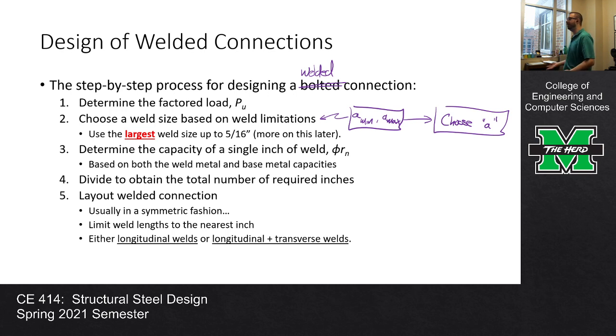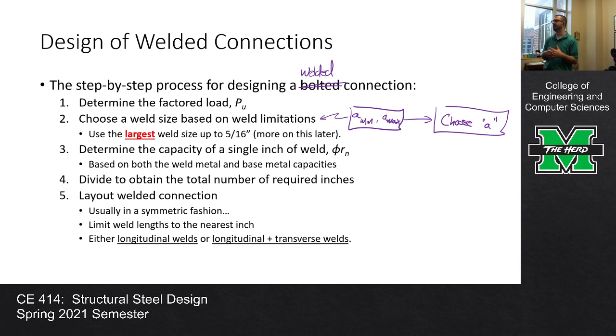We usually lay out the weld in a symmetric fashion. So if you need 14 inches of weld, put 7 on one side, 7 on another. I say usually because I'll probably mention one little instance where we don't do that, just to broaden your horizons and understanding. When we lay out the weld, we usually limit the weld to the nearest inch. I've seen some folks limit it to the nearest half inch, but no more than that. Either the nearest half inch or the nearest inch.